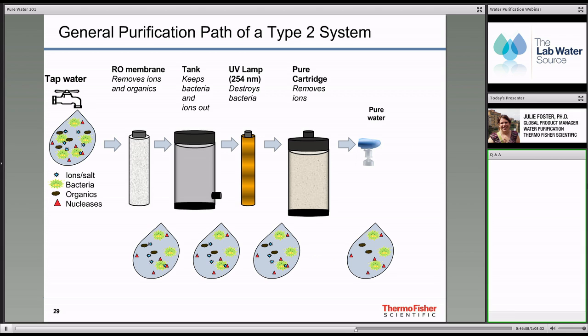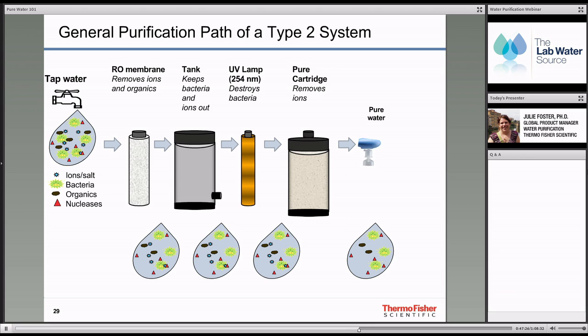If we were to look at a type 2 water system, again, type 2 is a little less pure. There are generally fewer options with a type 2 system. So we always start with tap water with a type 2 system, always. It'll go through the RO membrane and sit in the tank. Notice that the lamp here is a single wavelength. It's just there to control bacteria, not to oxidize organics.